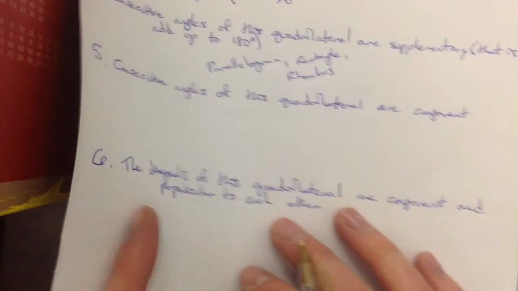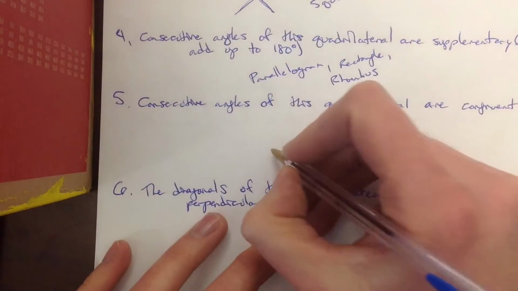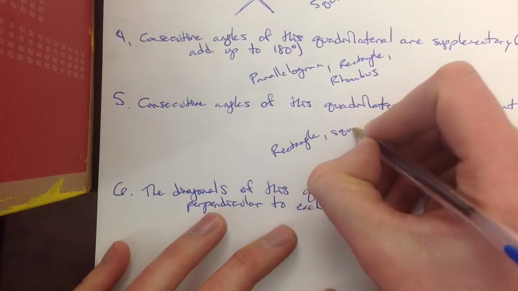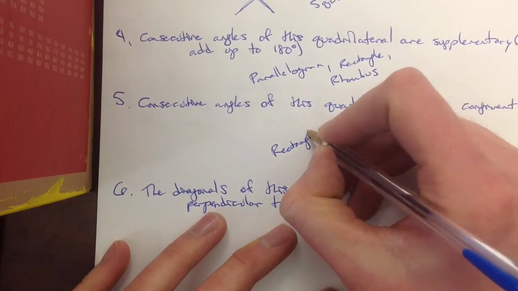Consecutive angles of the quadrilateral are congruent. Well, that would be a rectangle and a square because they all have that 90-degree angle that makes them congruent.